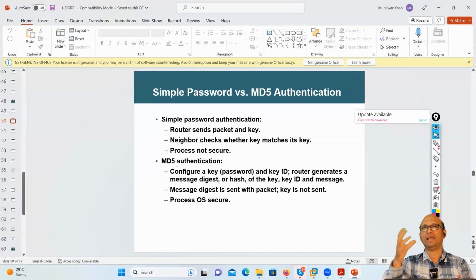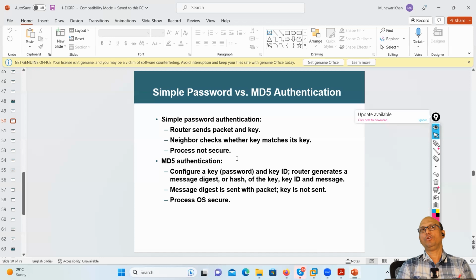See, message digest means when you eat something, the food gets digested and something else comes out. So here, the message is getting digested and that digested message is being sent. And the key is not being sent. This process is definitely more secure and better than simple password. And the whole process of having authentication is also safe.